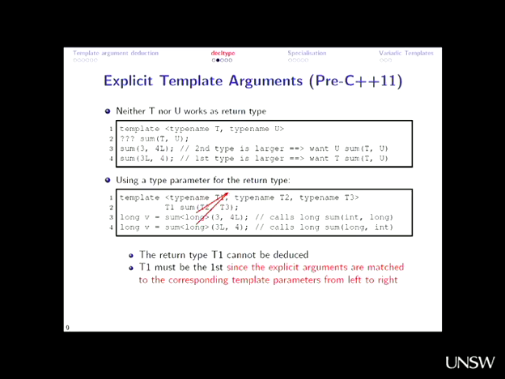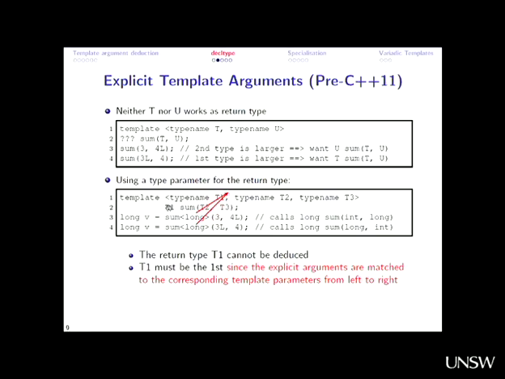So before C++11, you would have to actually define a third type name to explicitly tell it what return type you want it to be. So you'd have to go typename T1, T2, T3, and then on the front of sum you can say it returns a T1, takes in a T2 and takes in a T3. If T1, T2 and T3 are confusing you, you can call them T, U and X or something like that. These are just three different types.